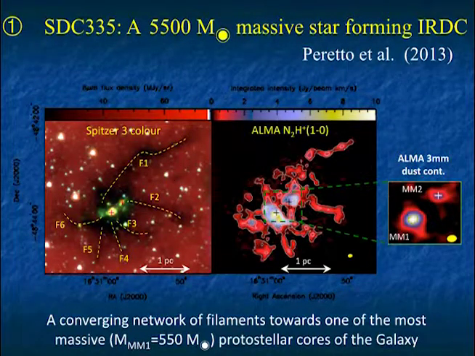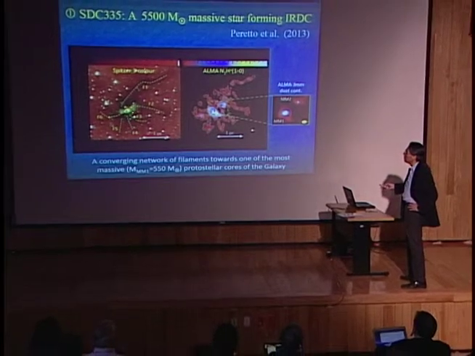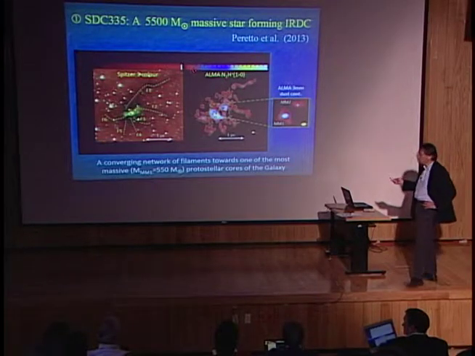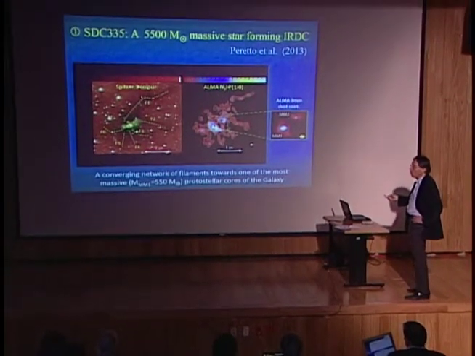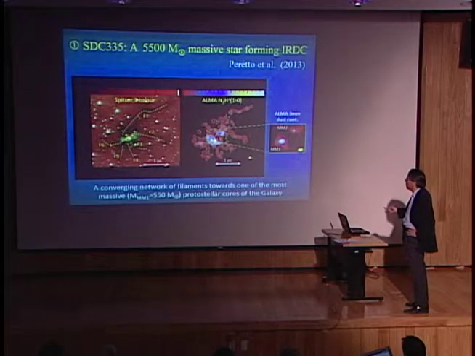Well, this is all work by the Pareto team. This is an infrared dark cloud, a 5,000 solar mass infrared dark cloud, which is shown here in a special two-color image. You see here the infrared dark cloud, which has something in the center, like a 4.5 micron excess, showing that there's some activity. And this is the new result with ALMA on the N2H+ line, where you see beautifully the one-to-one correspondence with the dark feature. There's a 2 millimeter source here. Millimeter one is the one that has 550 solar masses, a tenth of the total mass.